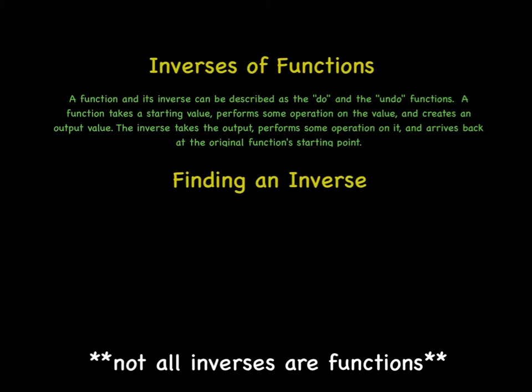A function takes a starting value, performs some operation on the value, and creates an output. The inverse takes that output, performs some operation on it, and arrives back at the original function's starting point.